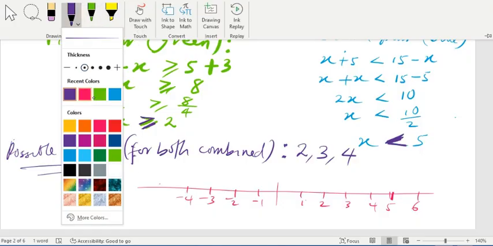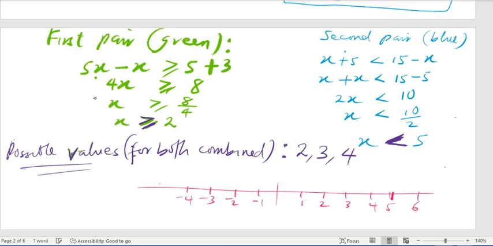It says x is greater than or equal to 2, and x is less than 5. So the values are numbers that are greater than or equal to 2, but also less than 5. 2 is there, 3 is there, 4 is there.